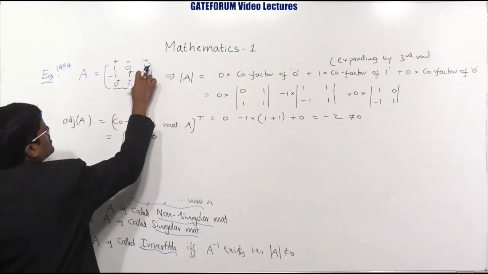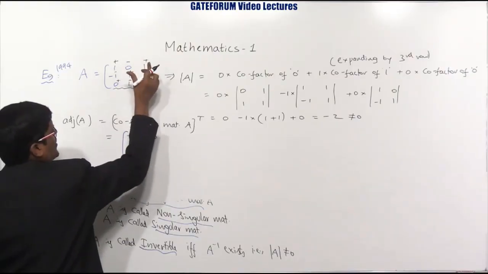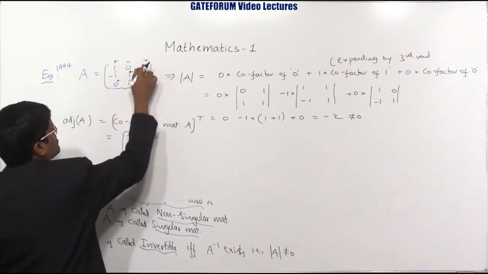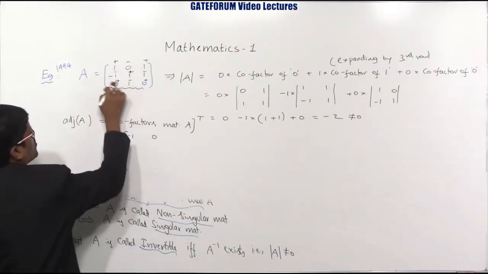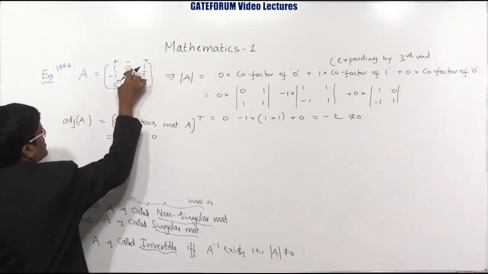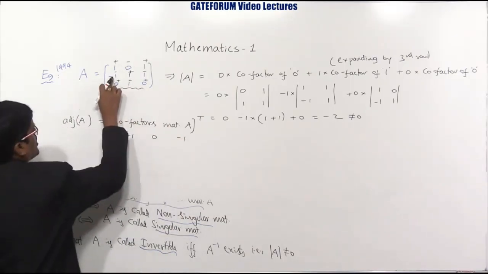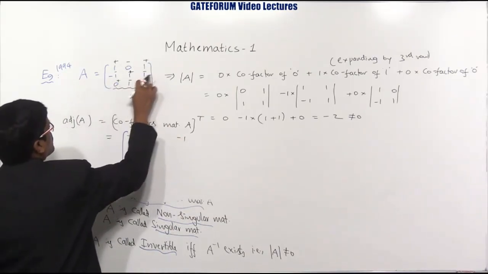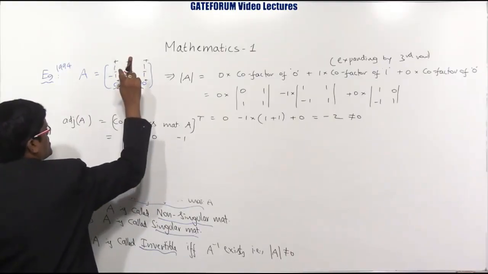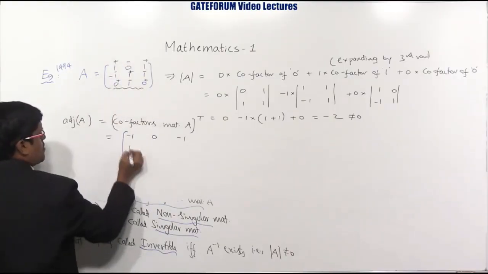The third element is 1, so the cofactor symbol is plus, into the minor. Minor means deleting third column, first row. These are the submatrix 4 elements. Determinant minus 1, minus 0. So minus 1 into plus, minus 1. The fourth element is minus 1. Deleting second row, first column: 0 into 0, minus 1 into 1. That means minus 1 into black color minus, plus 1.